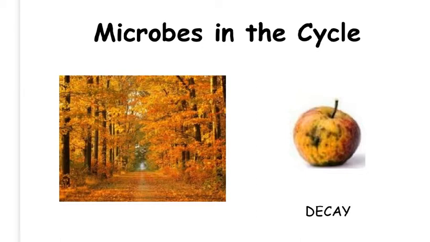Decay happens more at certain times of year, especially during autumn. This is when the microbes have the right conditions to survive and respire. They have plenty of food from the fallen leaves, the temperature is suitable, and there is plenty of moisture.